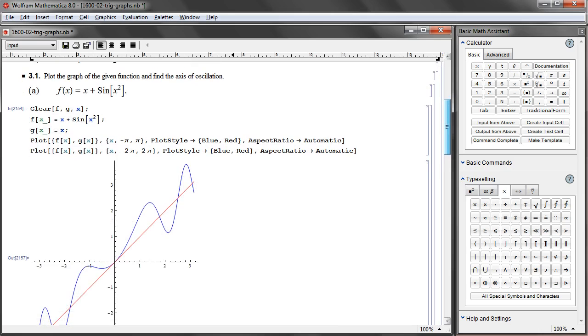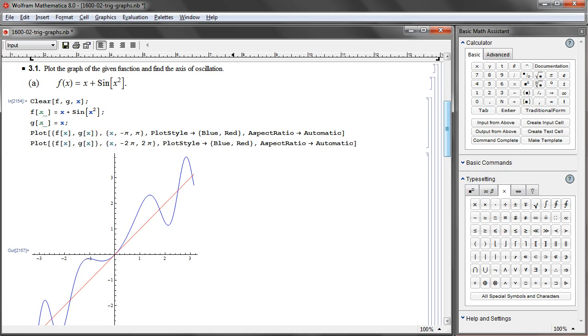But if you use your own brain, what is pretty clear is we have a fluctuation around y equals x, because this is a red line, and sine of x squared may behave weirdly, but the one thing that is certain is the fluctuation is between -1 and +1. So the function value will not be too terribly different from f of x equals x. So this is basically an axis of oscillation, and then oscillation between -1 and +1.